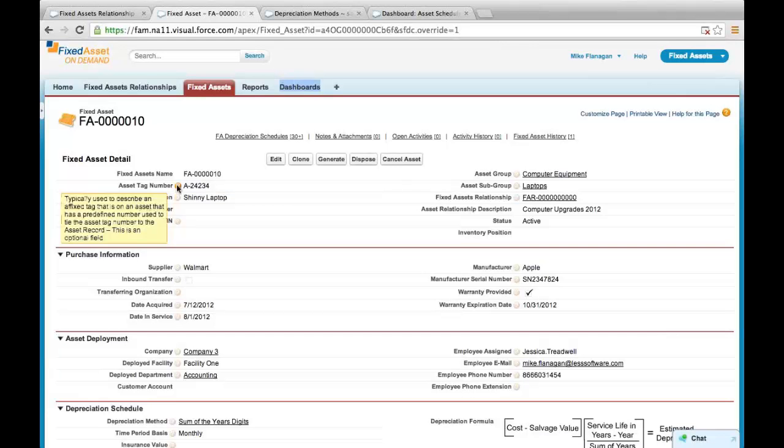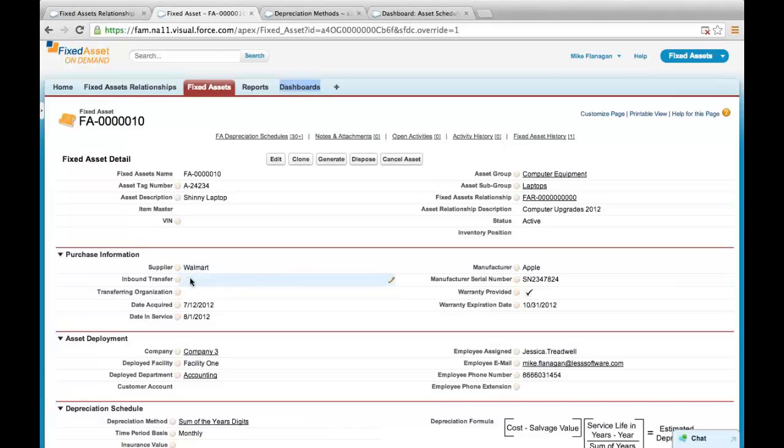And then we start to think about, well, where did it come from? Where did we buy it? Where did it transfer from, an intercompany transfer organization? Who manufactured it? What is that asset's serial number? And then are they offering us any kind of a warranty? So it's kind of like, this is the asset, how we're thinking about it.